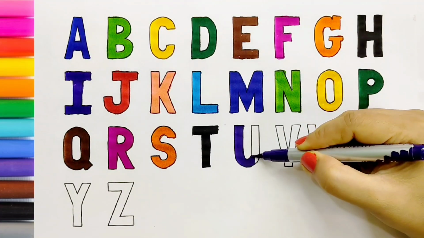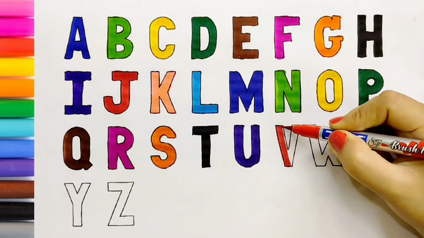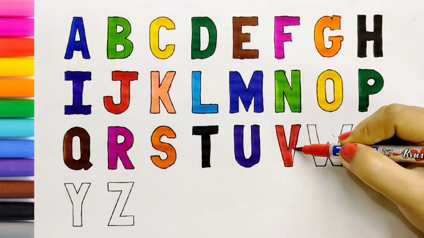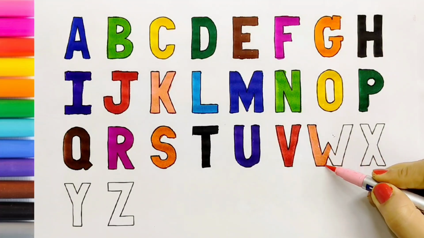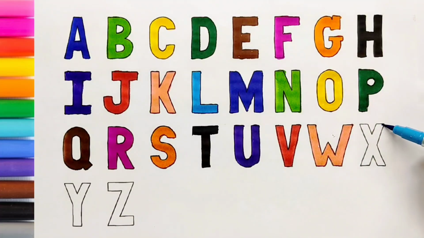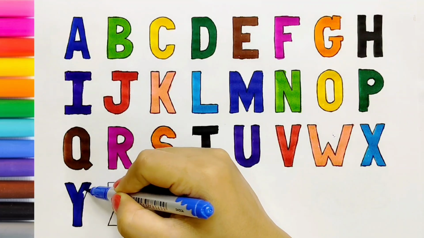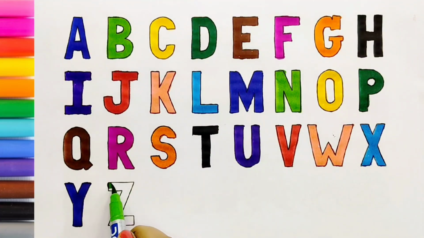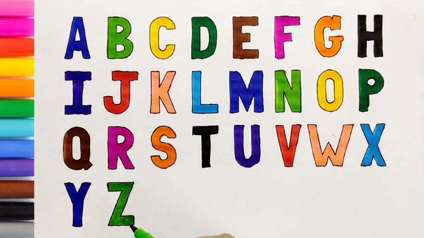U. U for unicorn. Red color. V. V for fan. Pink color. W. W for watermelon. Sky blue color. X. X for X-ray. Blue color. Y. Y for yo-yo. Light green color. Z. Z for zoo.